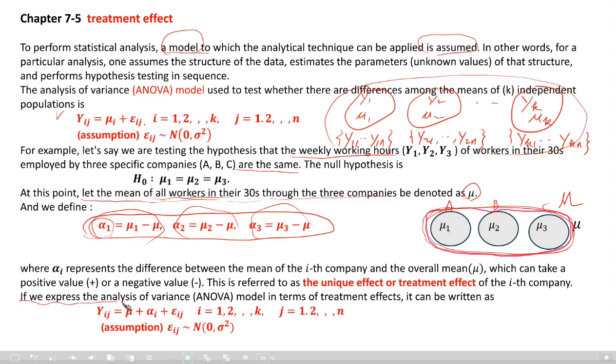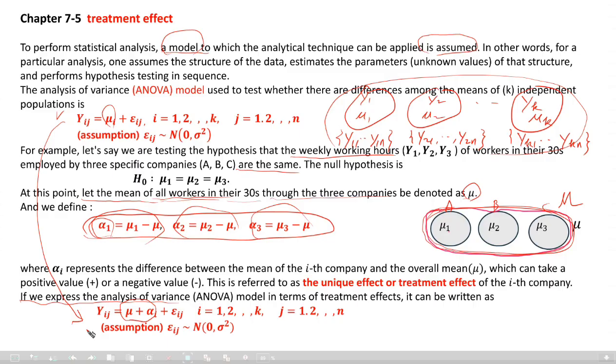If we express the analysis of variance ANOVA model in terms of treatment effect, then y_ij equals what? What is mu_i? Mu_i is mu plus alpha_i, right? Plus epsilon_ij. So this model can be written this way. Then we express the model with treatment effect. Understand? So it is not that difficult, I think.